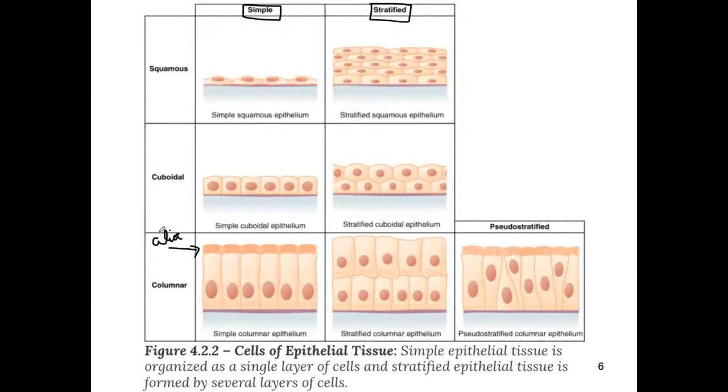Cilia. These have cilia, so we could call it simple columnar ciliated epithelium. Now, these cilia are going to beat rhythmically. Let me give you an example.